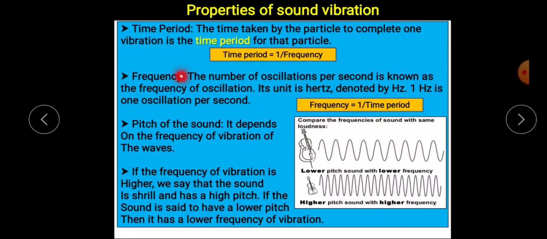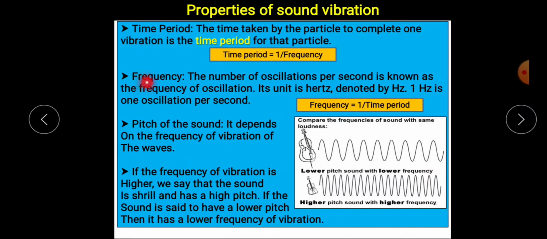Or if we start from the top, then we go down and up to the middle of another crest, this is one vibration. Okay, so time period can be found out by the formula 1 by frequency.